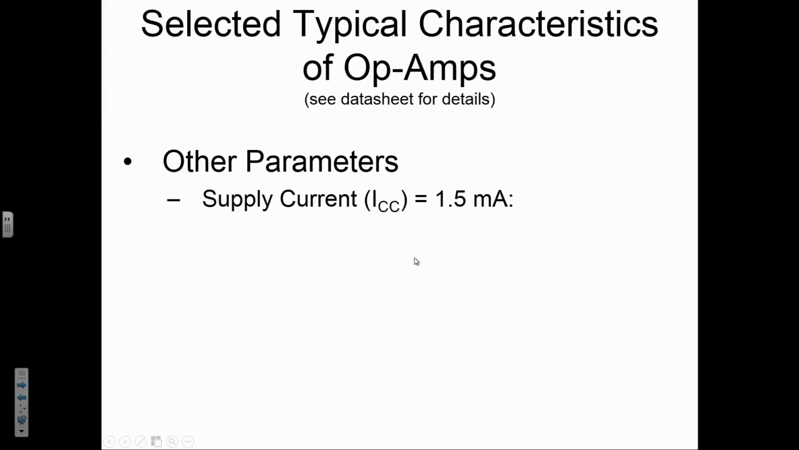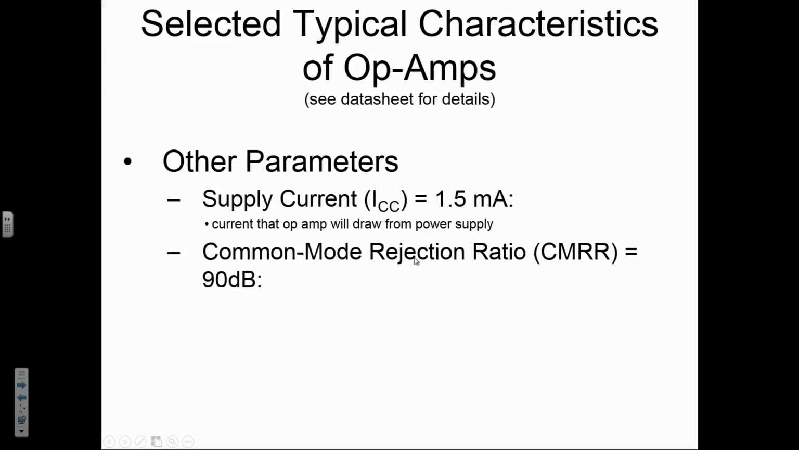A few other parameters. Supply current is 1.5 milliamps. That's the current that the op-amp will draw from the power supply. Common mode rejection ratio is 90 decibels.